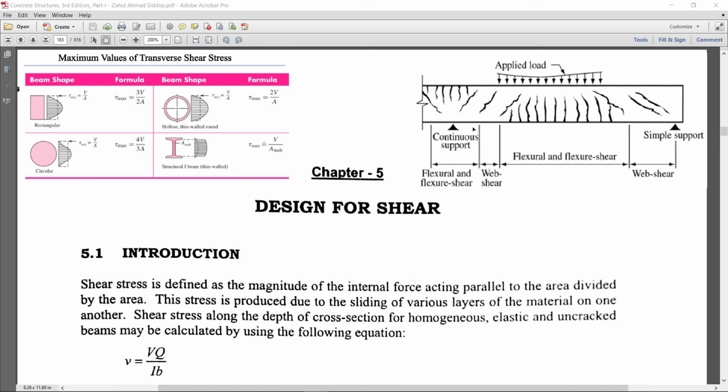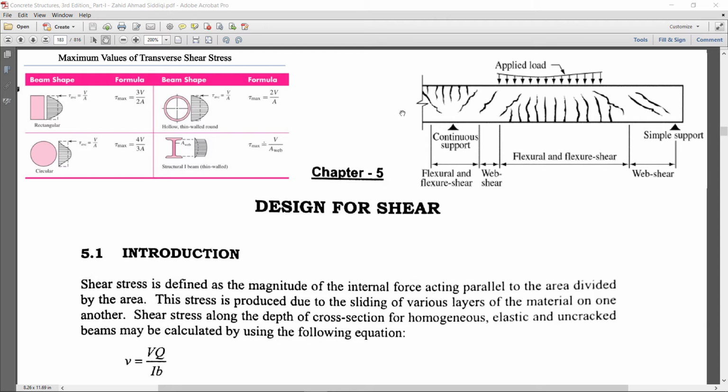Welcome to another lecture in the design of concrete members. In the previous sessions, we have discussed how to design beams. We have discussed only the design of beams against the bending moment, not for shear. So now in this topic, I will discuss how to design the beams against shear.